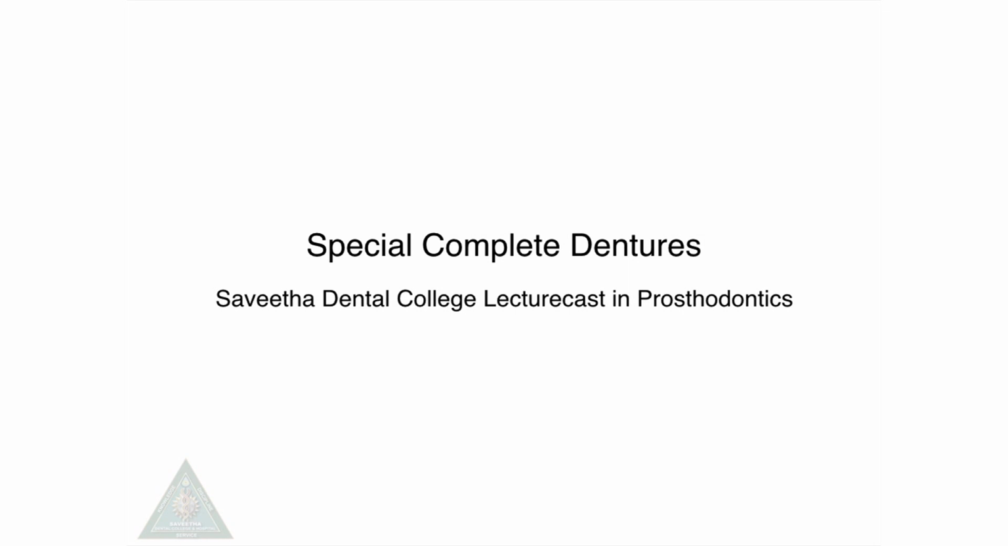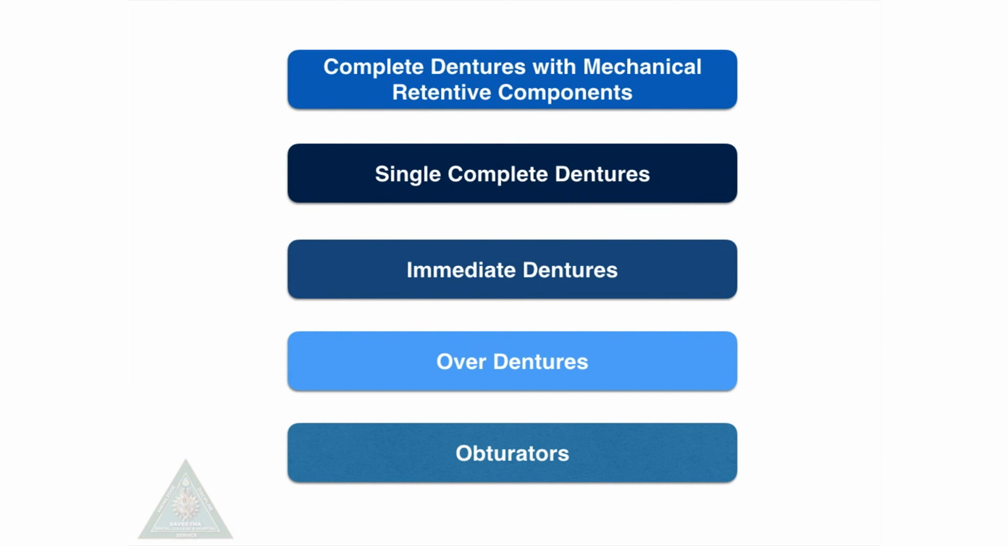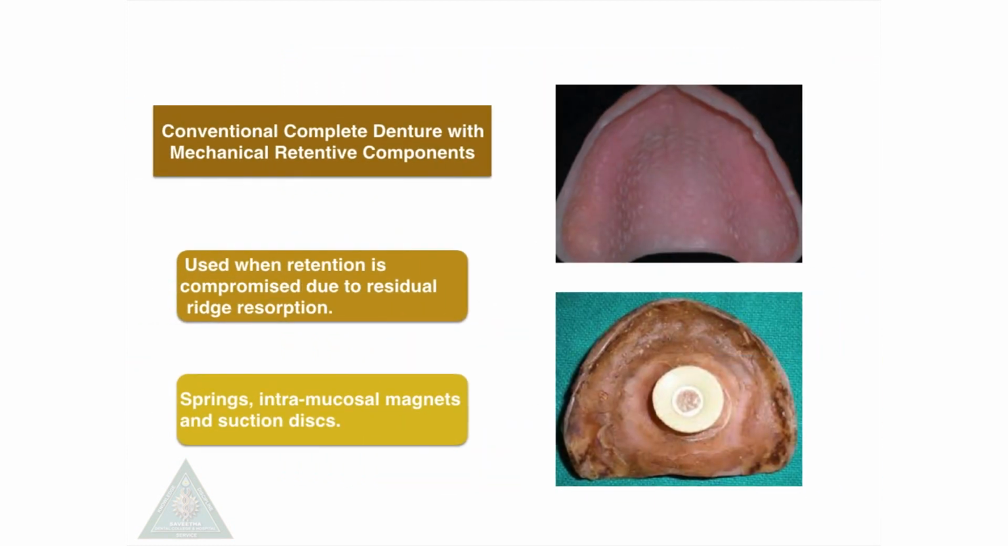Topic for discussion is Special Complete Dentures. Special Complete Dentures can be classified into complete dentures with mechanical retentive components, single complete dentures, immediate dentures, overdentures and obturators. A conventional complete denture with mechanical retentive components is used when retention is compromised due to residual ridge resorption.